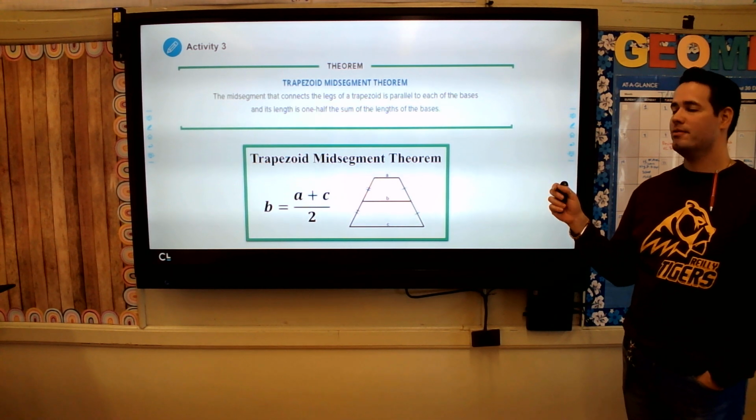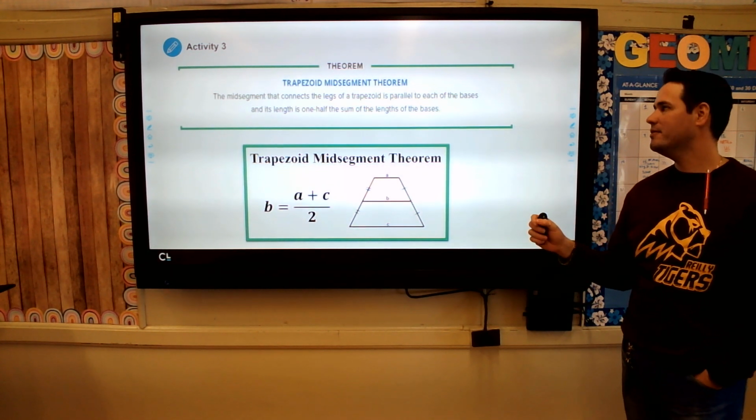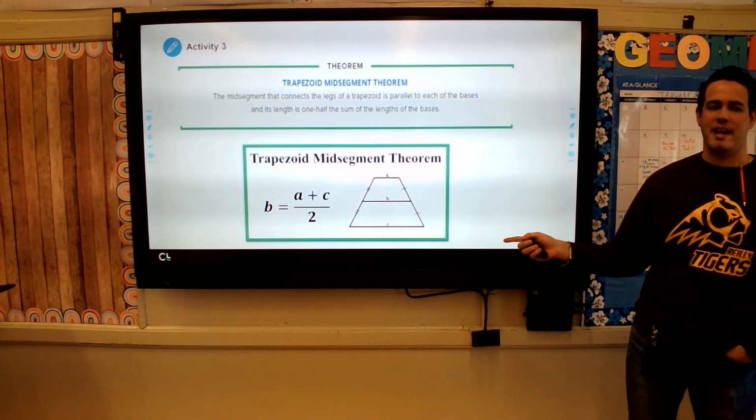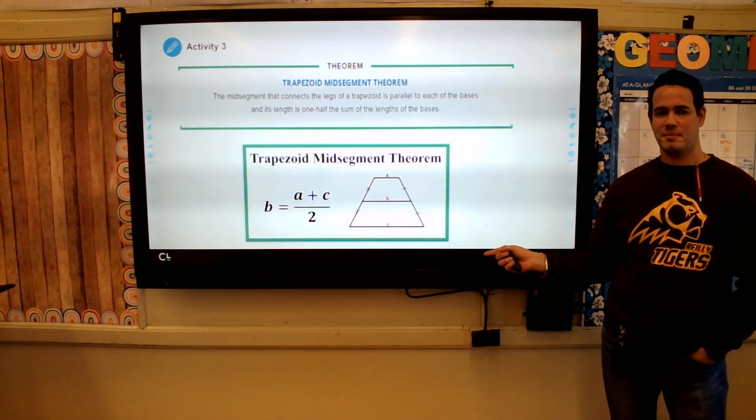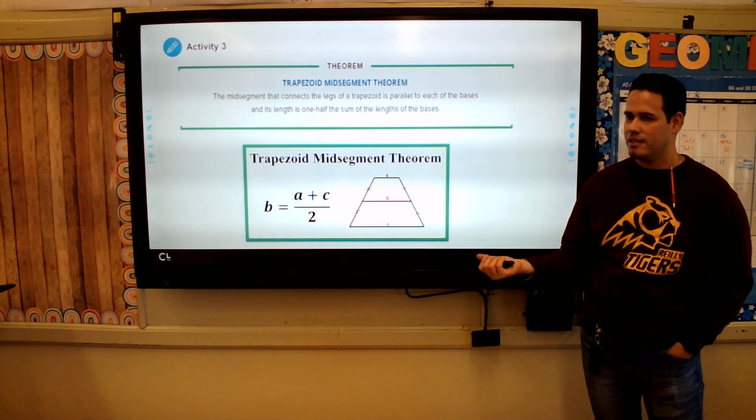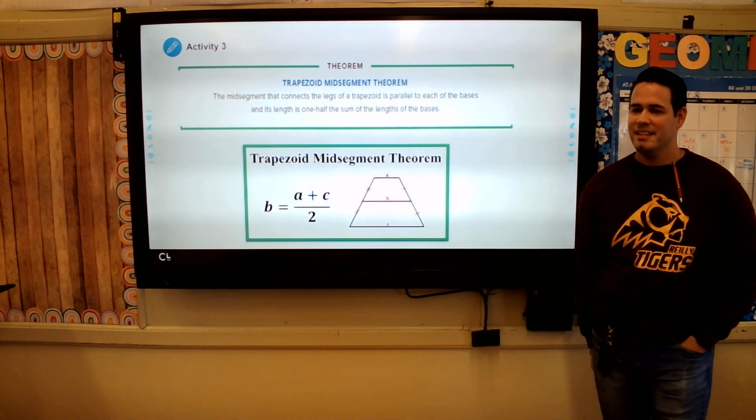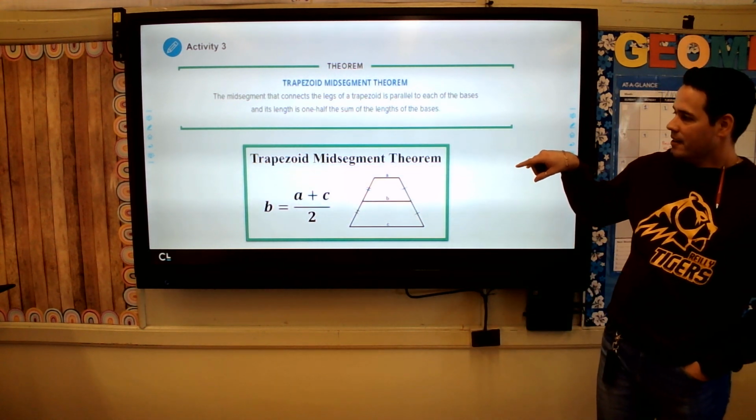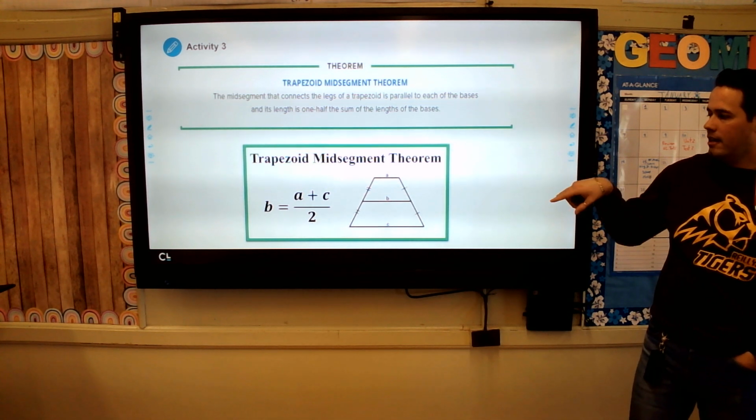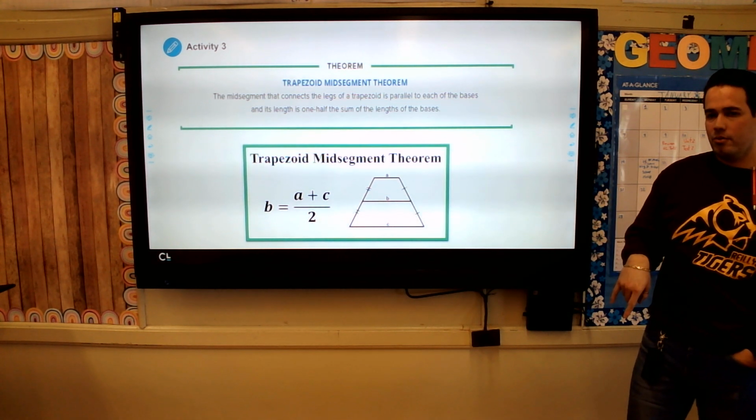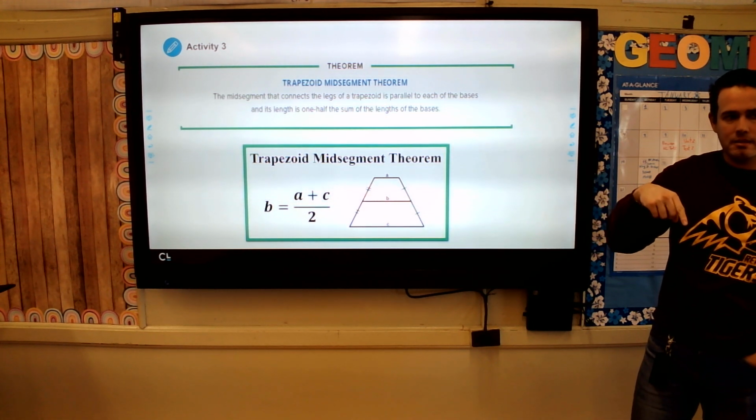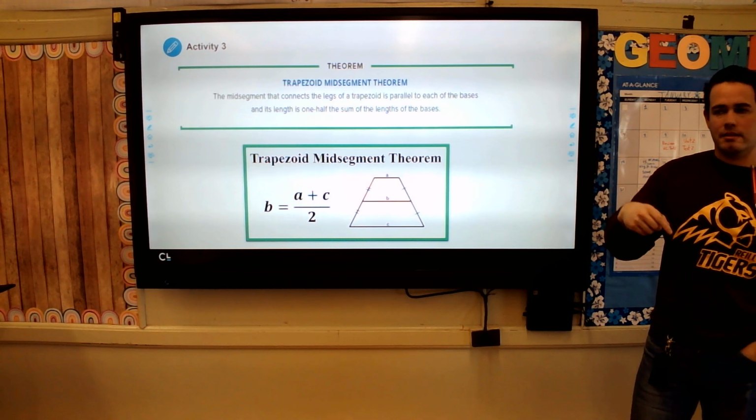So you guys had a proof on this. It's the trapezoid mid-segment theorem. I know you don't have this in your textbook, so I gave you a visual so you guys could see it. It says that the length of a mid-segment of a trapezoid is equal to the average between the bases. So the sum of the bases divided by 2.